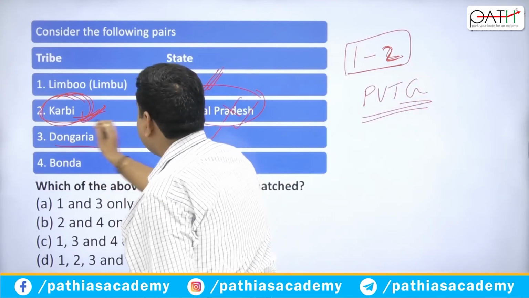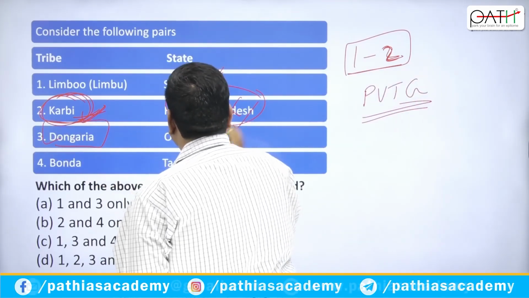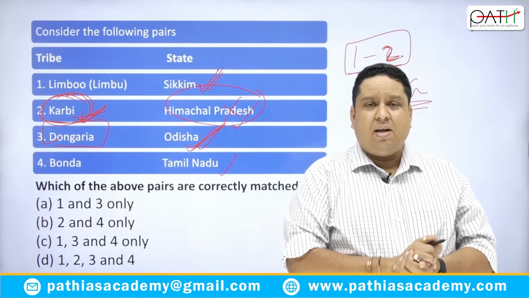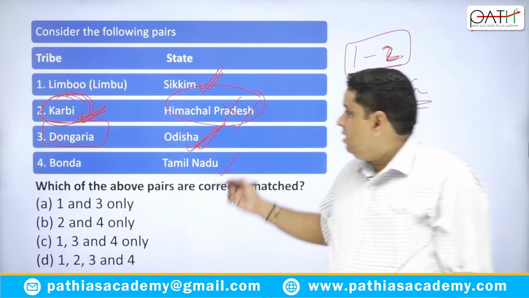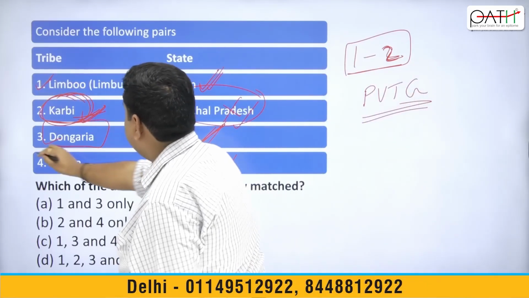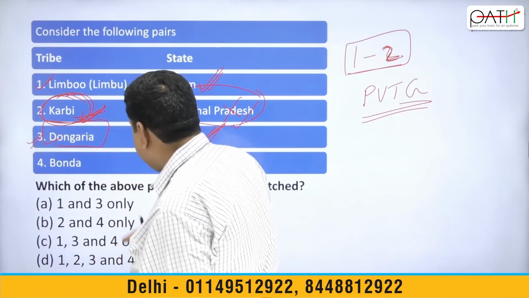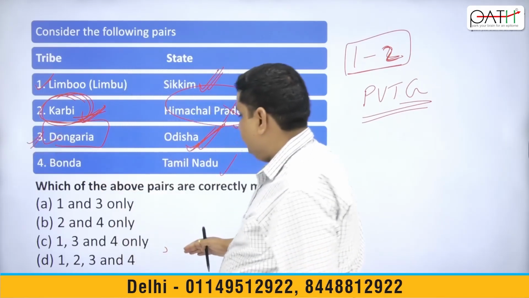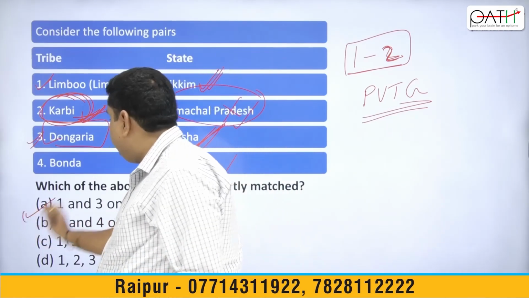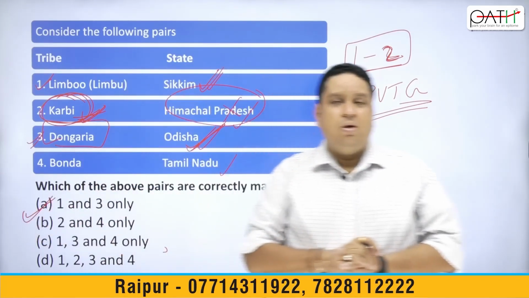So Dongariya tribe belongs to Odisha. This is again a correct option. Dongariya tribe belongs to Odisha. So here your answer will be, the first pair is correct, third pair is correct, 1 and 3. So answer will be option A.